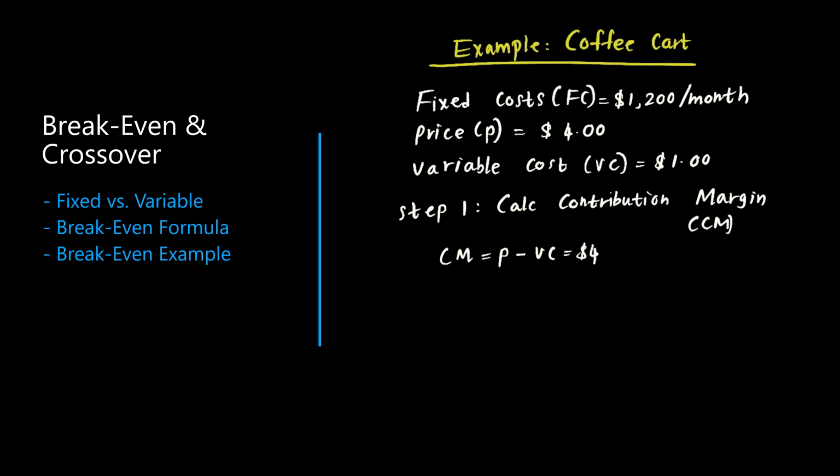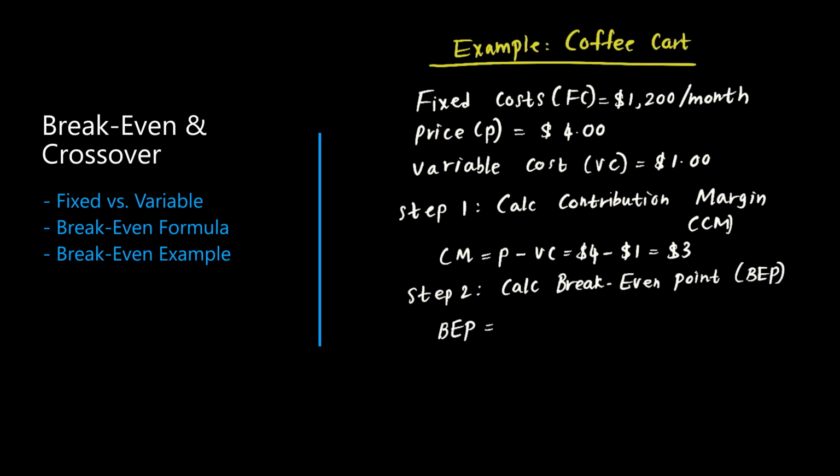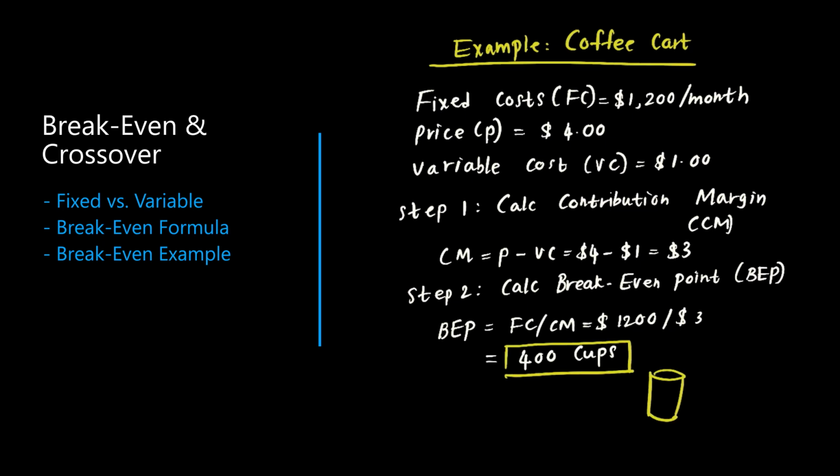First, let's find the contribution margin. It's the price of $4 minus the variable cost of $1, which equals $3. Now we use the formula. Break-even point is $1,200 in fixed costs divided by the $3 contribution margin. The result is 400. You need to sell 400 cups of coffee each month just to break even. Every cup you sell, after the 400th one, will generate $3 in pure profit for you. This simple calculation is crucial for any new venture to understand its minimum sales target for survival.